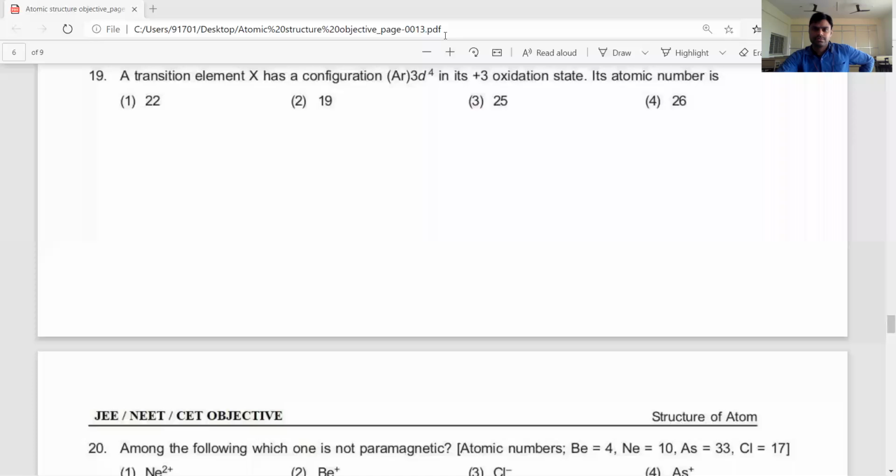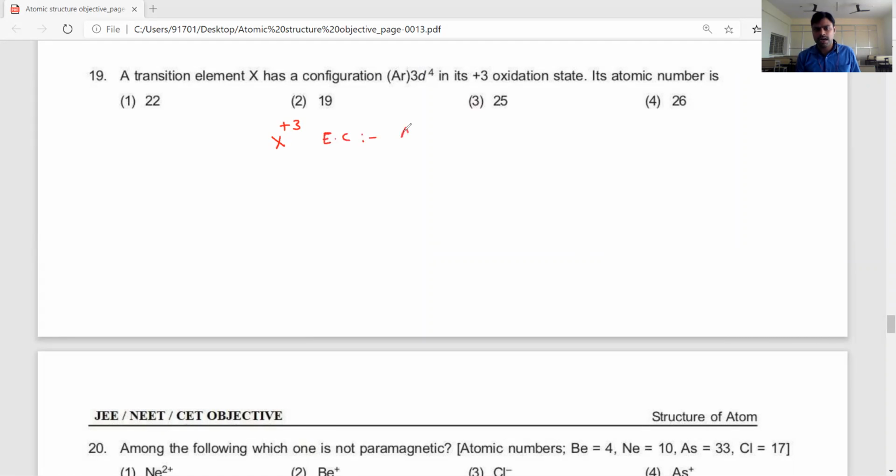19th question. Let's see, a transition element X in the +3 oxidation state. Means the X3+ electronic configuration is equal to argon 3d4. Argon 3d4 means, how many electrons are present? Argon has 18 electrons and 4 more, so X3+ has 18 plus 4 is equal to 22 electrons.